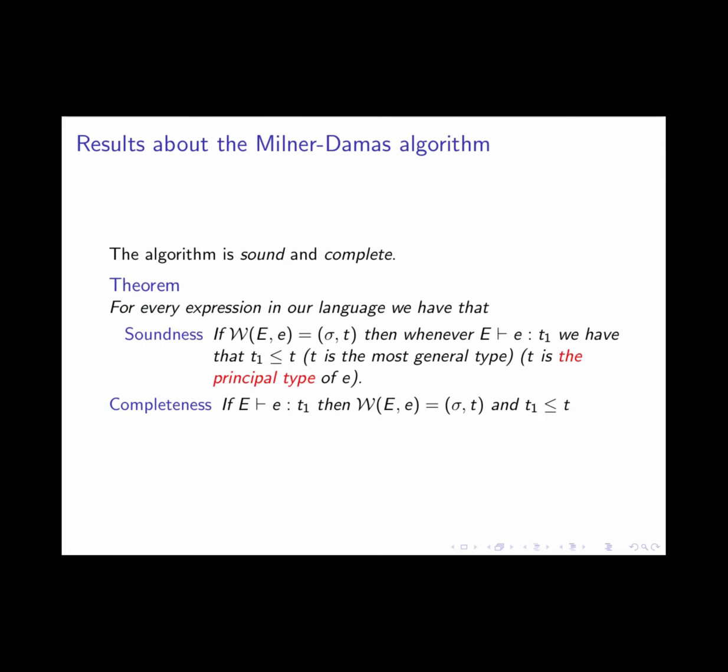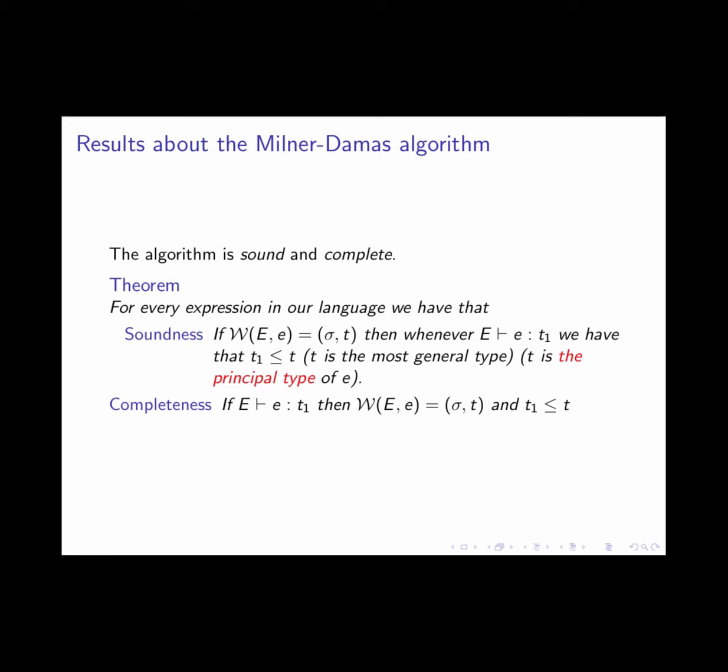Now the W algorithm that we've just seen is a very nice algorithm. It's sound and complete. By sound I mean that if the algorithm, given a type environment and an expression, produces a type T and a substitution sigma, then whenever we know that E has some type T1 from the type rules, then that T1 is an instance of T. T is, in other words, the most general type. We also say that T is the principal type of E.